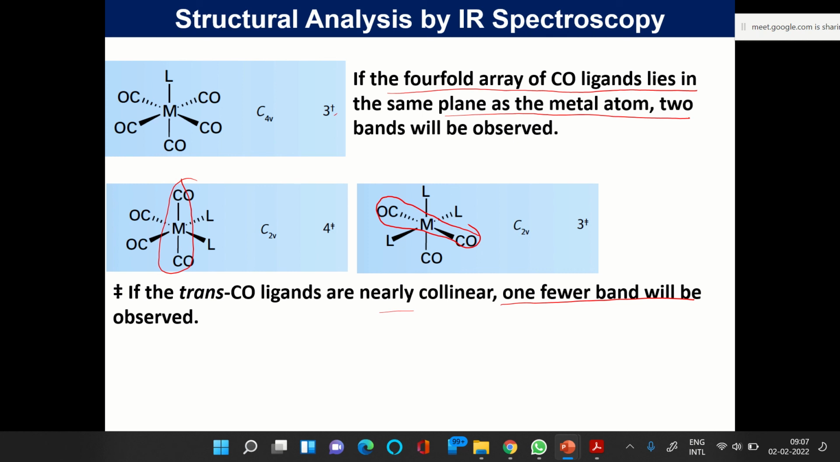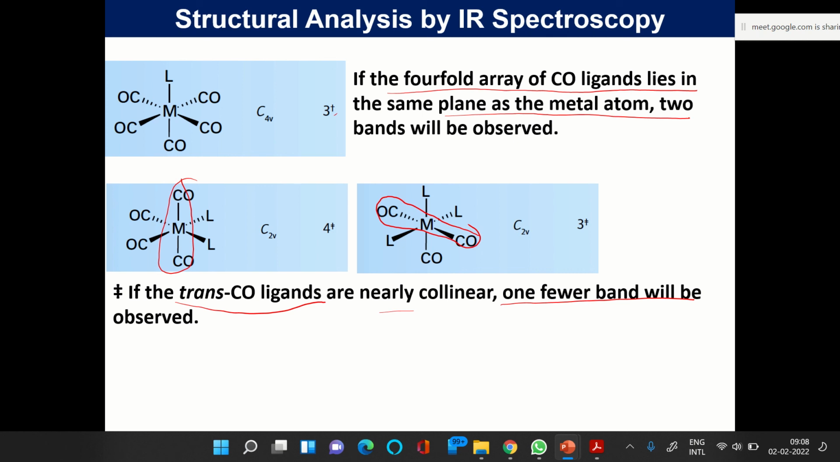So in that case, there will be no trans CO ligands. If they are collinear, then the expected outcome is that one band will be less, because that one is cancelled out. If it is bent, as we discussed previously, a slightly bent structure, then even the symmetric stretching gives a band.